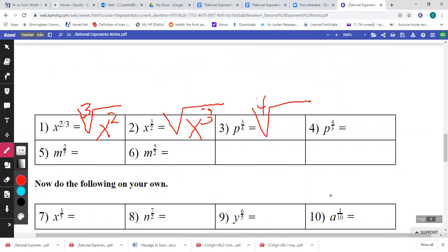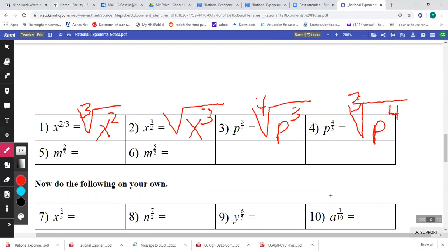So the 4 goes here. P to the 4/3. The 3 goes here this time. And the 4 goes here. So please note the difference.